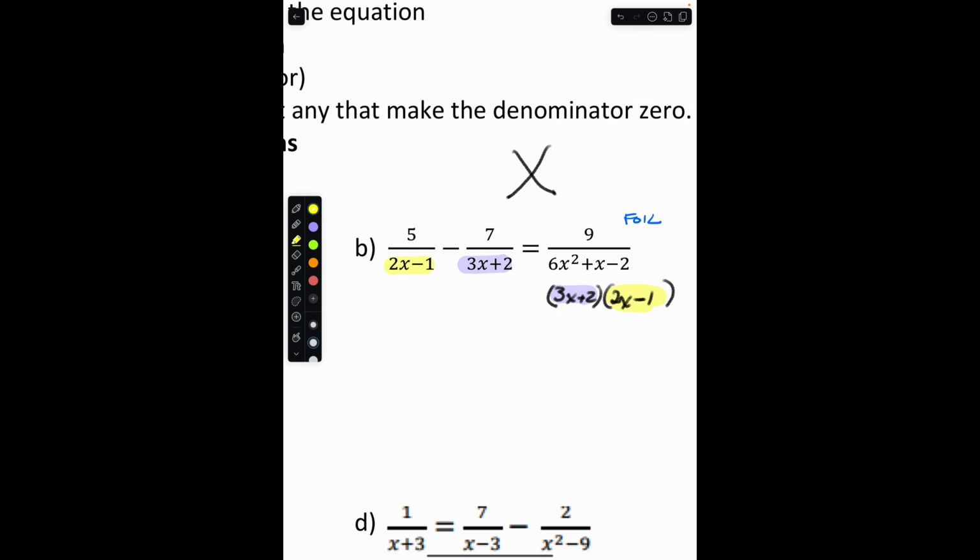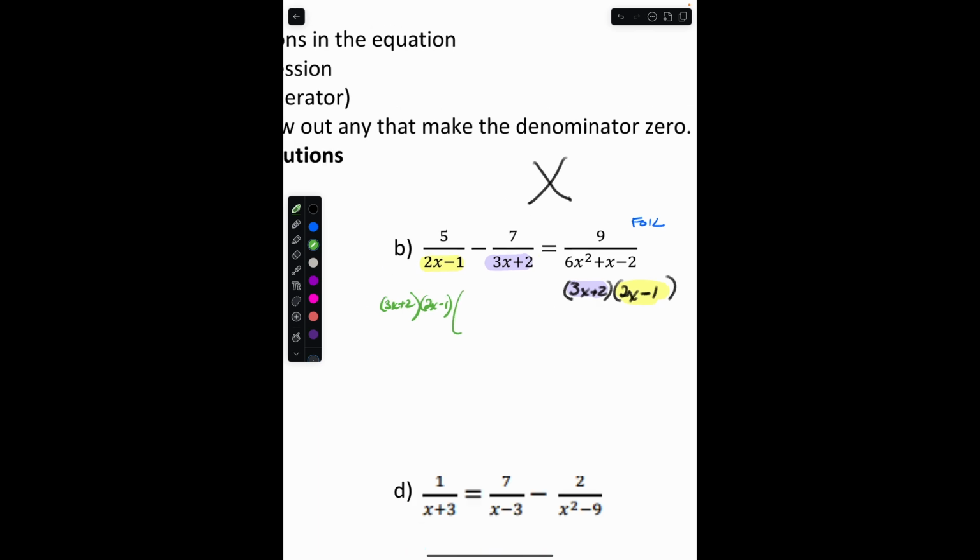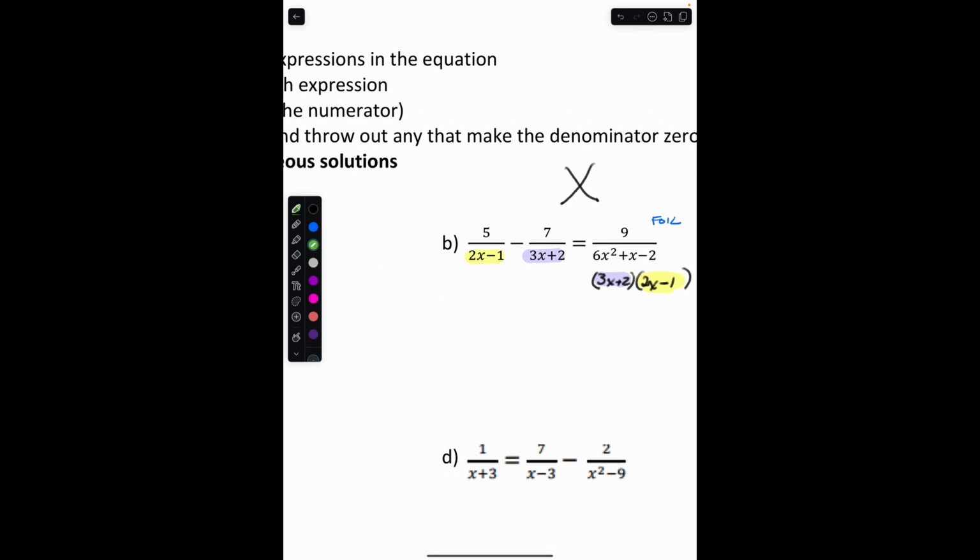So the magic common denominator that I need is something that uses all of the factors that I see. In this case, that is going to be 3x plus 2 times 2x minus 1. And I'm going to multiply that by every fraction that I see. I'm going to multiply that times, I might not be leaving myself enough room. Let me write it again so that I have enough room.